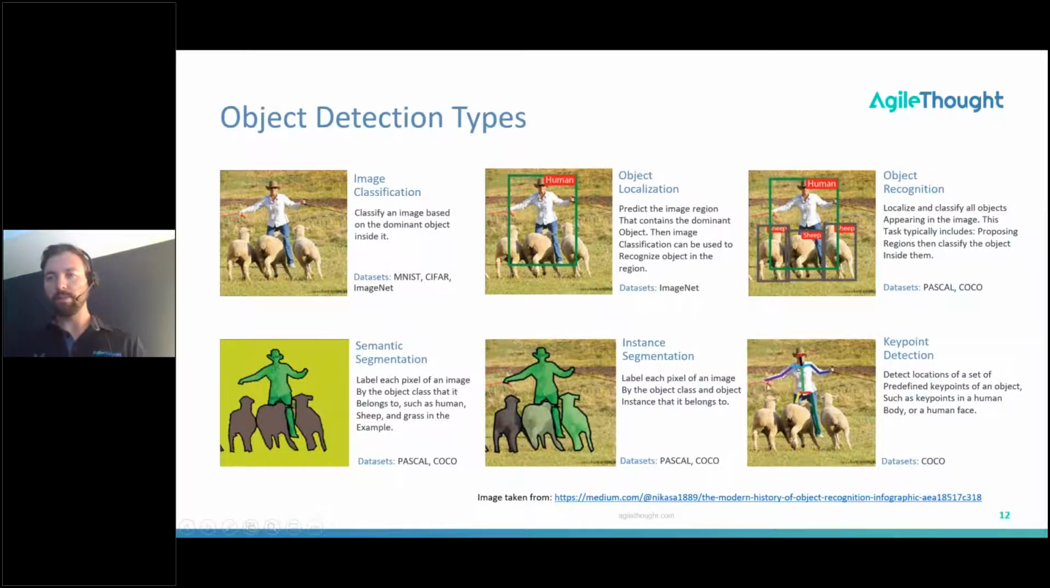And then the last one is the key point detection, which can be useful for any kind of structure. So in this example, we see a person where key points have been placed at every joint, and this can be really useful for maybe tracking their posture or even movements.